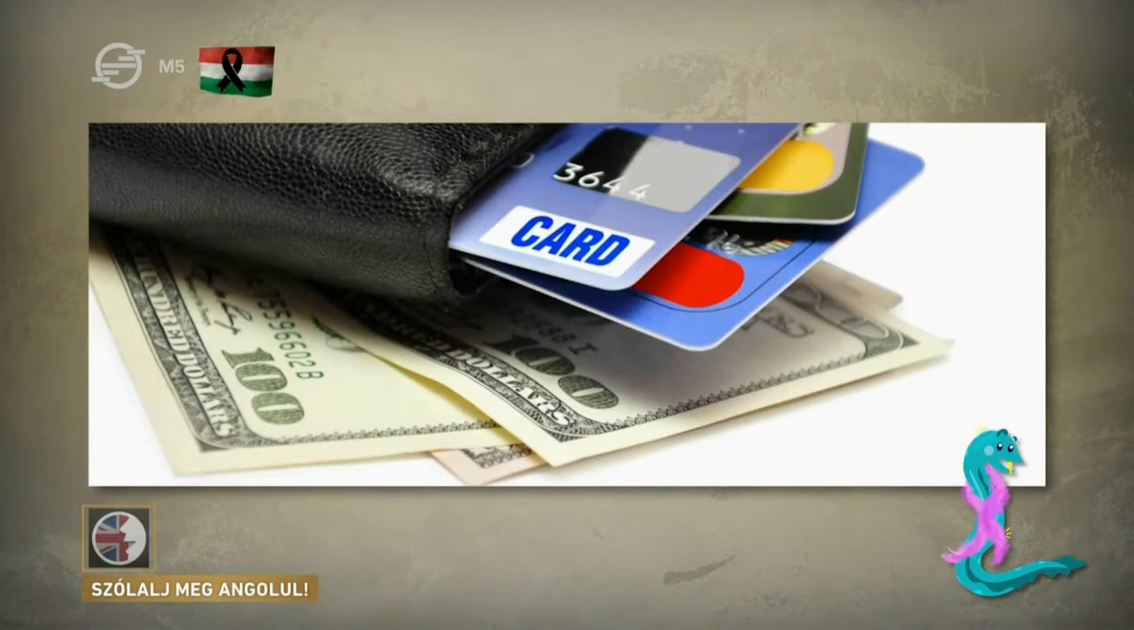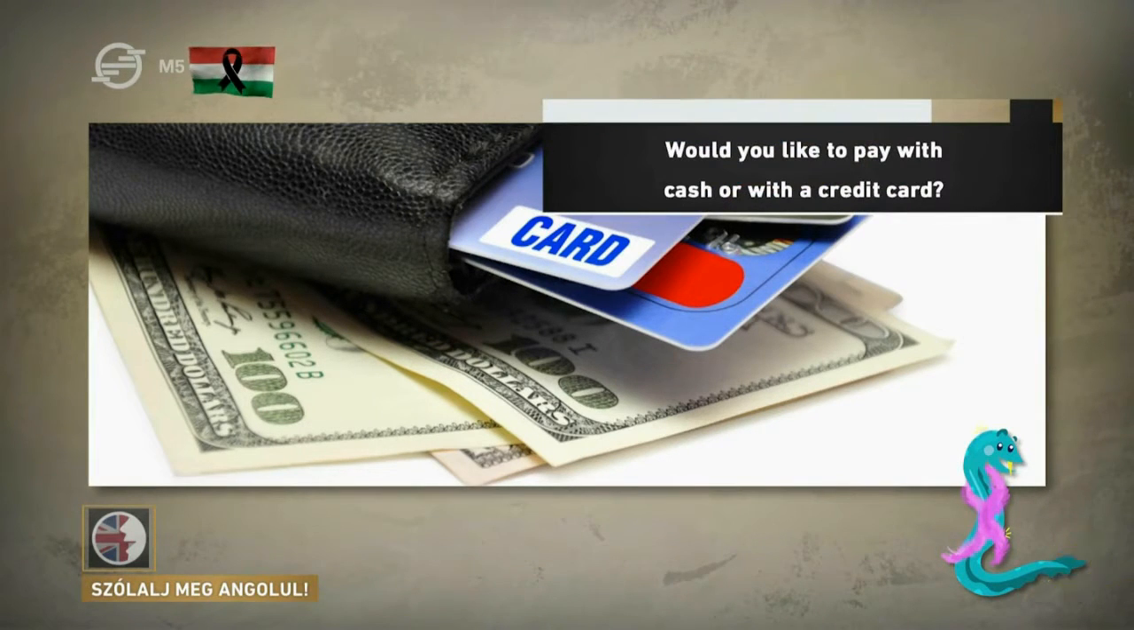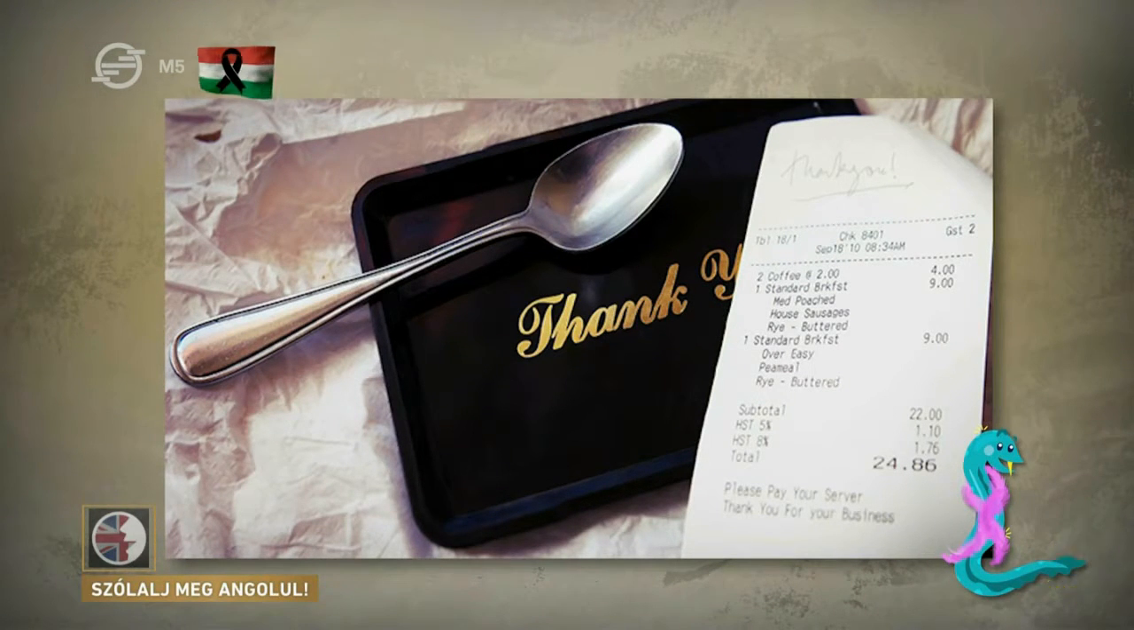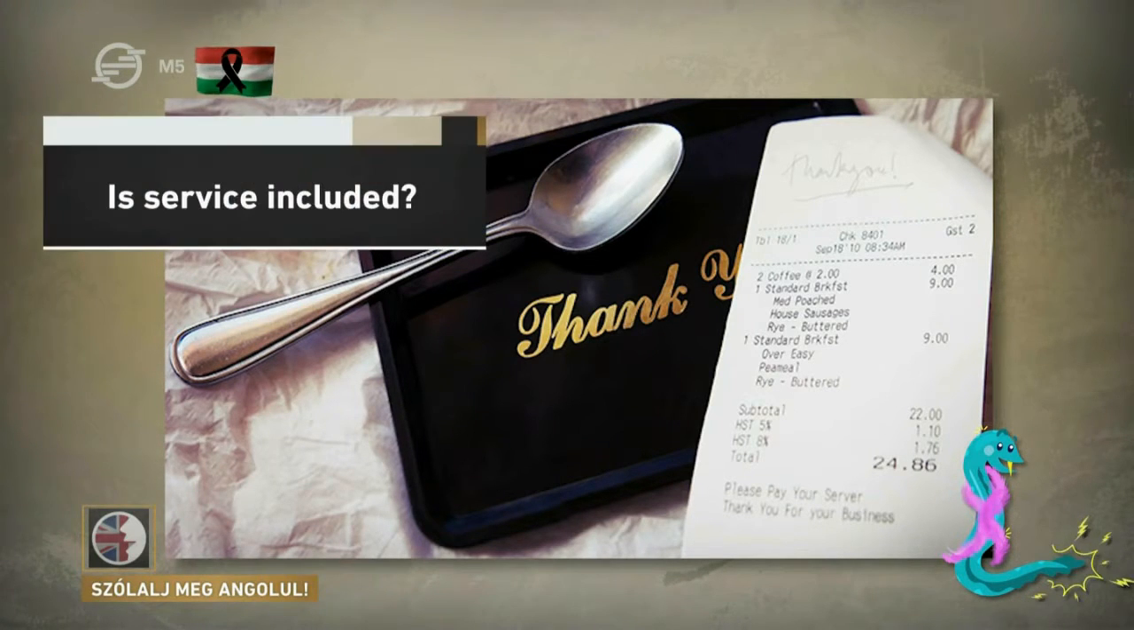The waiter will say, "Certainly," and will probably ask, "Would you like to pay with cash or with a credit card?" After you tell the waiter how you'd like to pay, he'll bring the bill to your table. When you get the bill, it's always a good idea to check the bill to make sure that the waiter brought you your bill, not someone else's bill. After you check that everything is in order, you can ask the waiter if service is included.